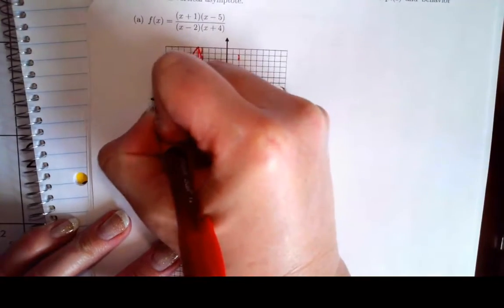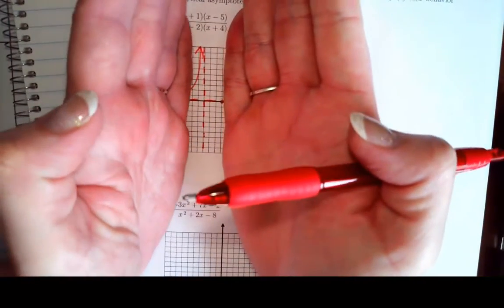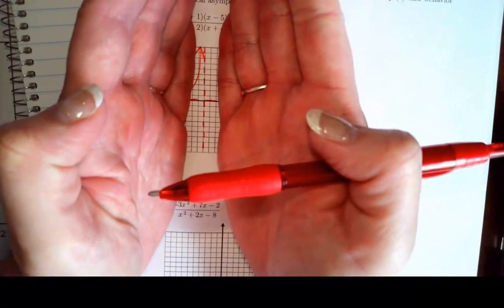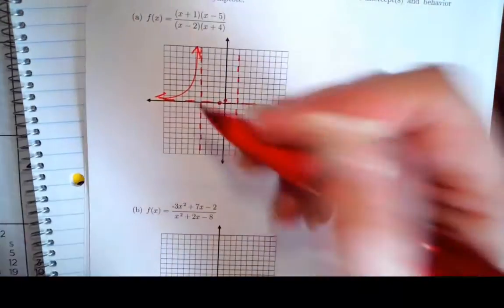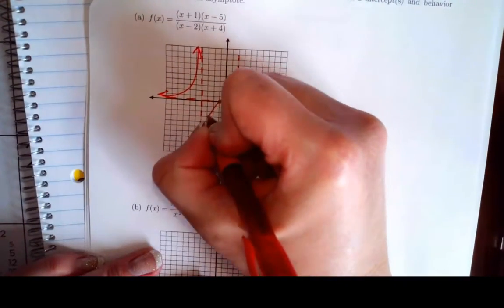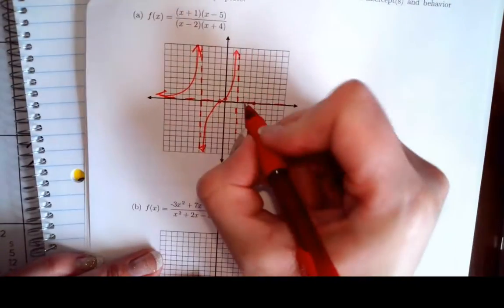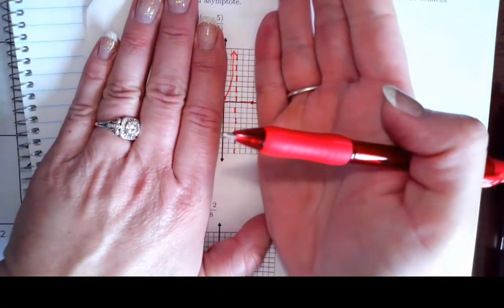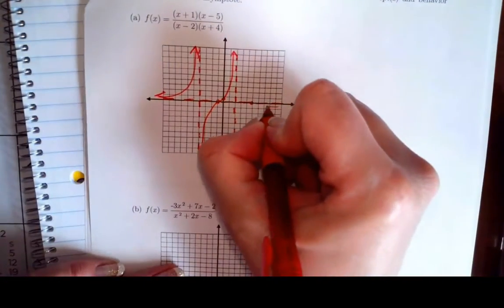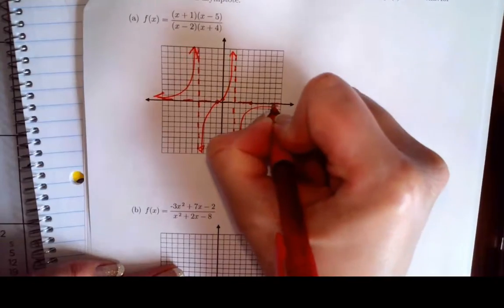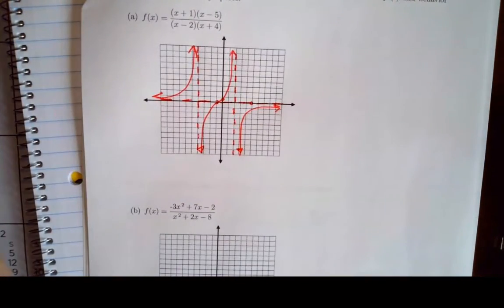So that's going to go this direction, because remember the behavior around the vertical asymptotes, they're going to shoot off in opposite directions. So now I'm going to bring this one down, and I'm going to curve it up that way. And then on either side of the asymptote, it's got to go in opposite directions. So I'm going to curve it down this way. So that is a rough sketch of what this graph looks like.